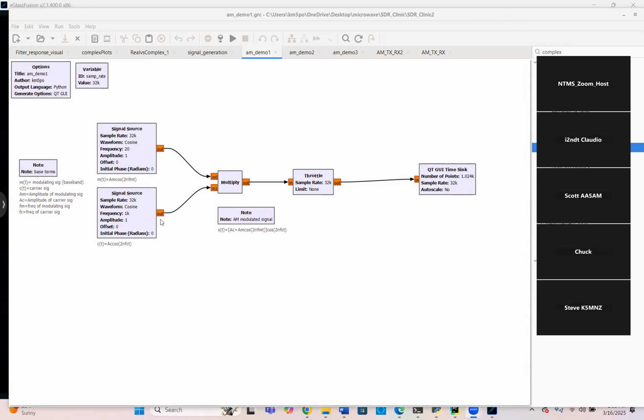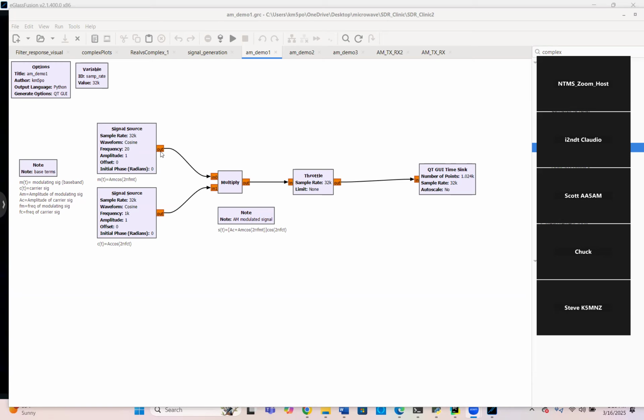So there's two signal sources. One will be our baseband, our information that we're going to modulate. I've got that in this top signal source, and it's set for a frequency of 20 and an amplitude of 1. This is a real output rather than a complex output. I'm sure Steve will like to know that. So we're not dealing with complex waves, complex numbers with that 90-degree offset.